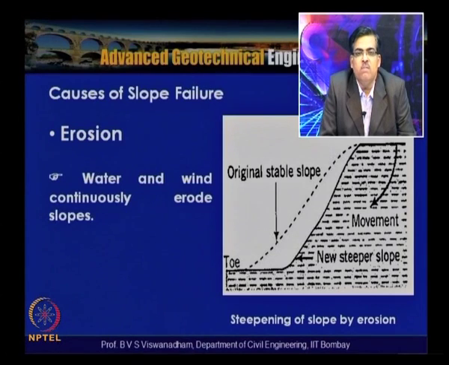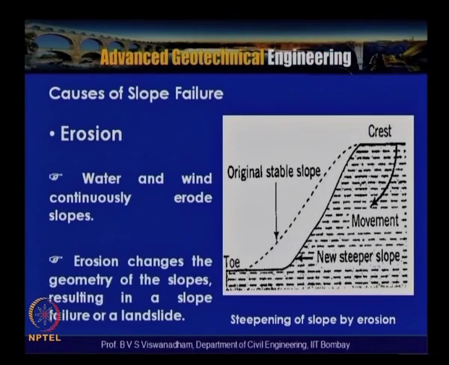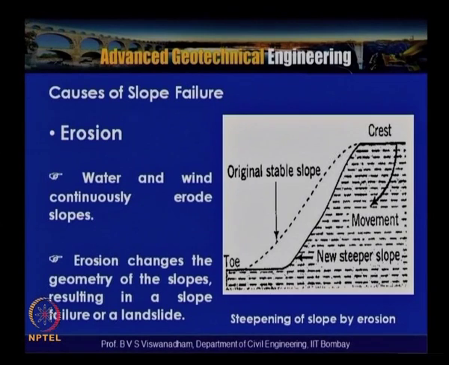So one of the reasons of slope failures is erosion, and water and wind continuously eroding slopes can make flat slopes into steeper slopes and can lead to failures. So erosion changes the geometry of the slopes, resulting in a slope failure or a landslide.